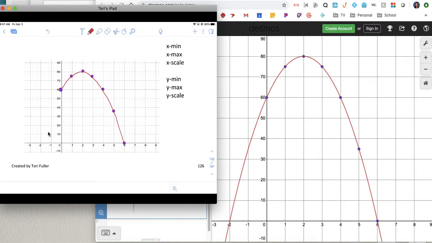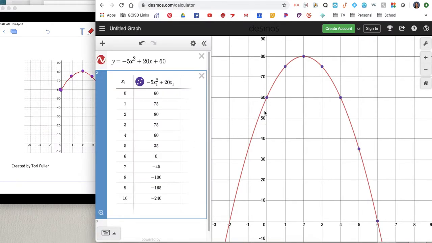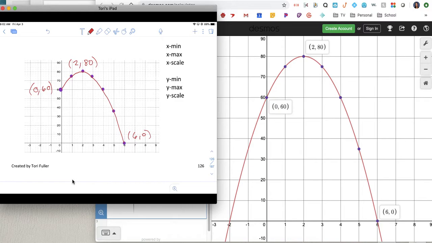Okay, all right. The pieces that are going to be important for you to label are going to be these 3. Okay, I'm going to check back on here. You're always going to want to make sure you know this point, the one on the y-axis, so I'm going to label that 0, 60. You're going to want to make sure you know the highest point, so the maximum. I'm going to label that point 2 and 80. And then you're going to want to make sure you have this point, the point on the x-axis, so 6 and 0. So if you will label those on your paper right here.